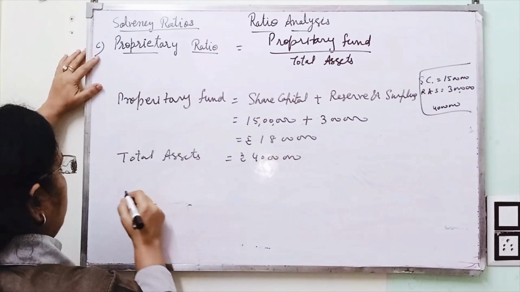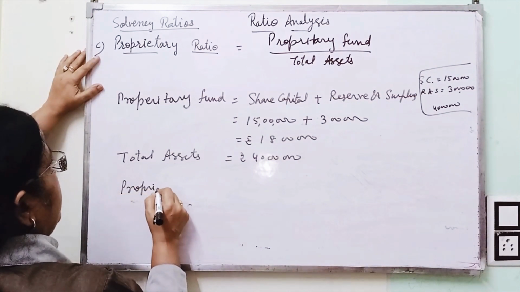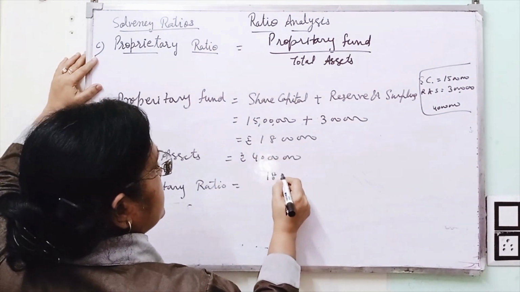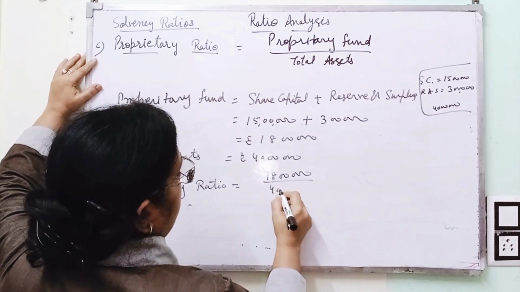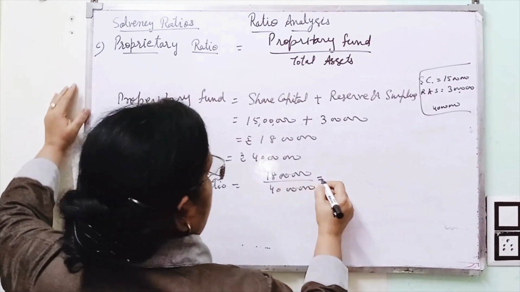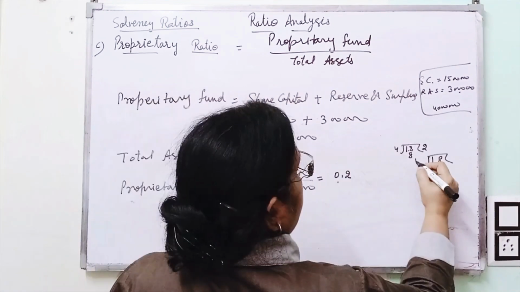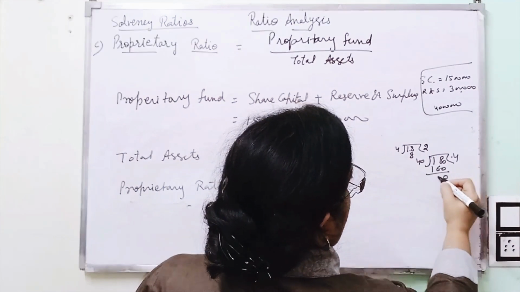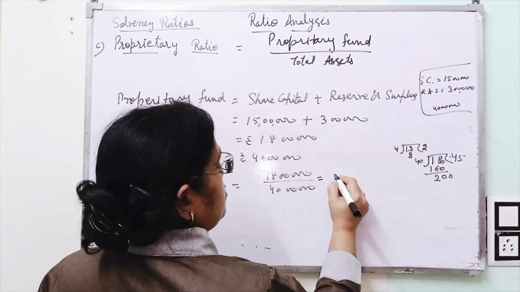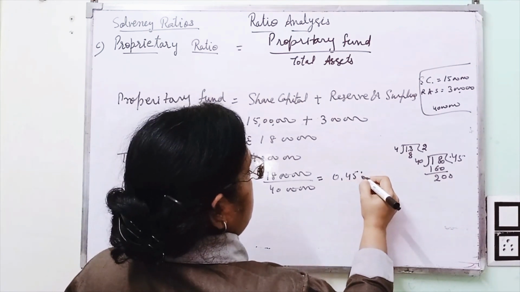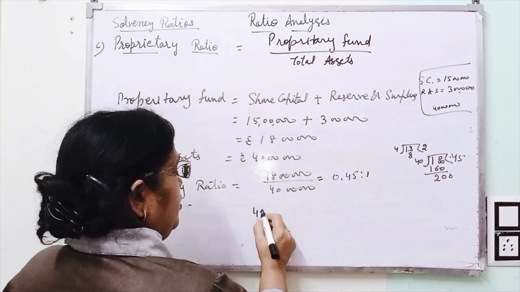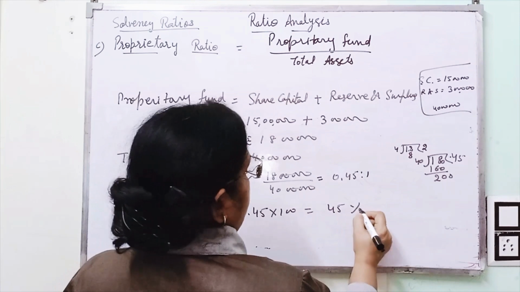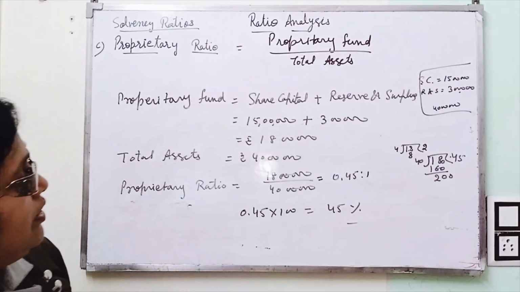So can we calculate the proprietary ratio? Proprietary ratio is equal to proprietor's fund, that is 18 lakh, divided by 40 lakh. It comes to 0.45 to 1, or if we convert it into percentage, 0.45 into 100, it comes to 45%. I think there is no doubt.